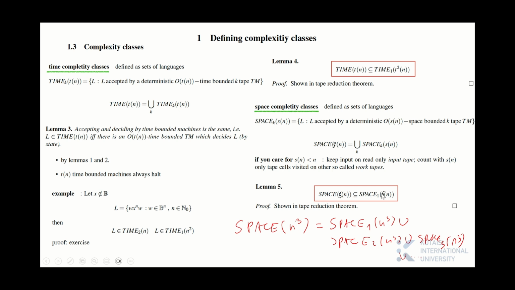And if space Sn is in space 1 because of the tape reduction theorem, then there's an equality here. So instead of talking about all k-tape machines for space, you can just talk about one tape machine.